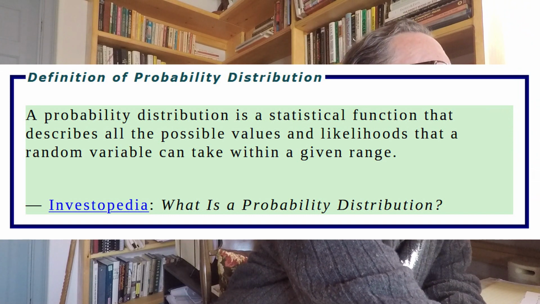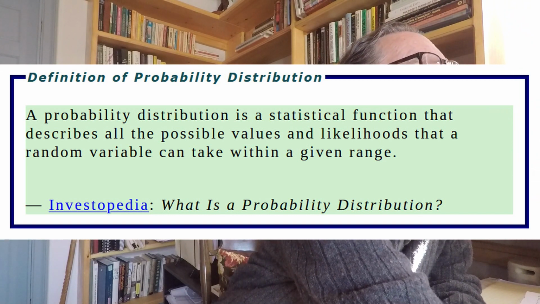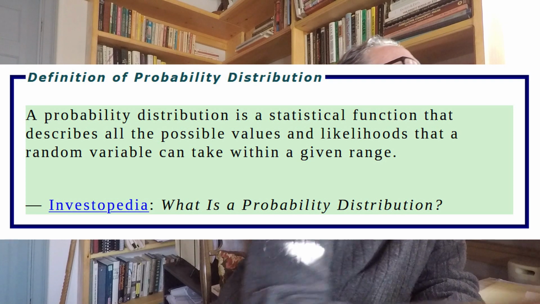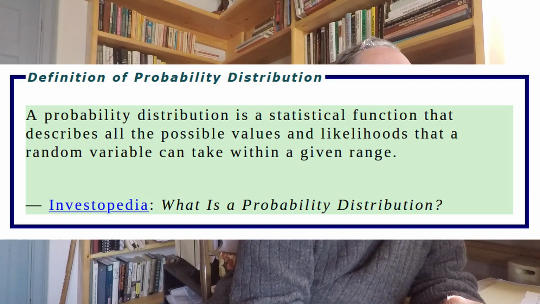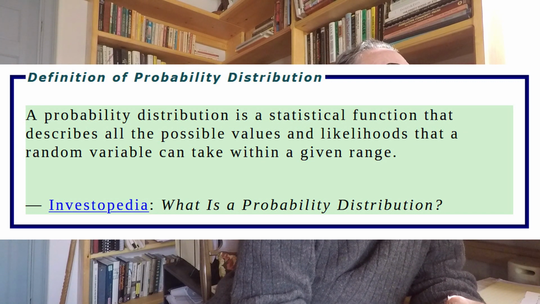The next definition that we're going to go to, and let me slide to the next slide, is the definition of probability distribution. A probability distribution is a statistical function that describes all the possible values and likelihoods that a random variable can take within a given range. What does that mean?